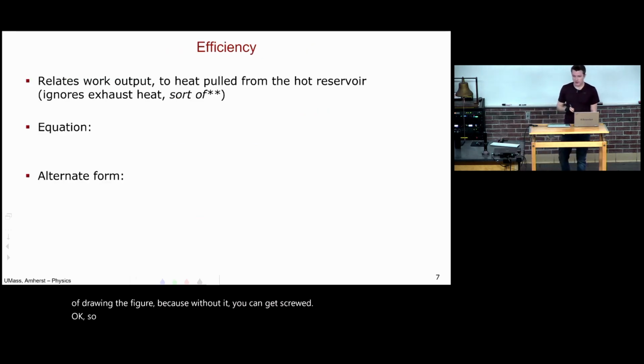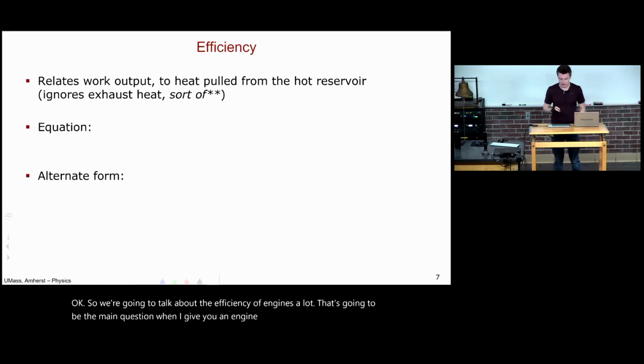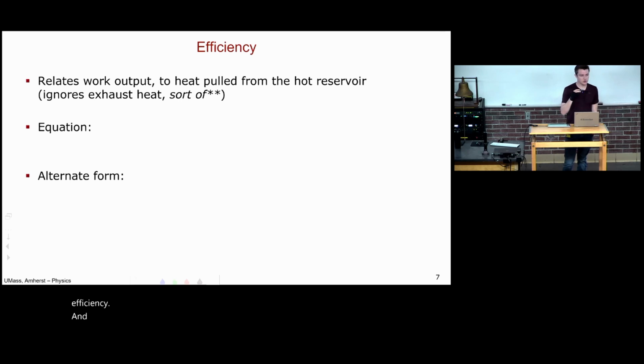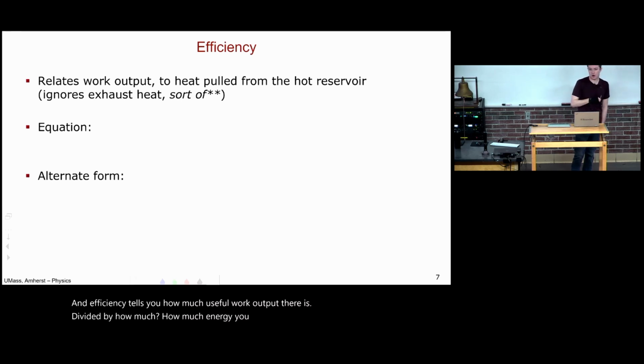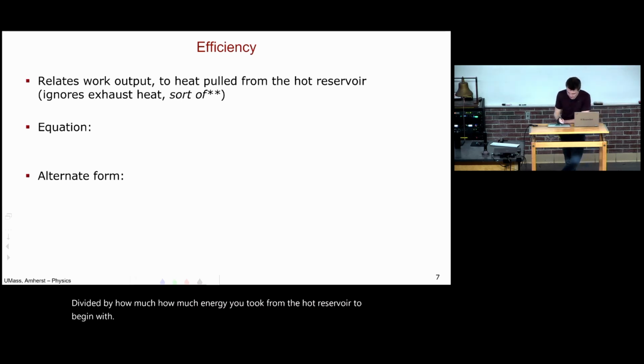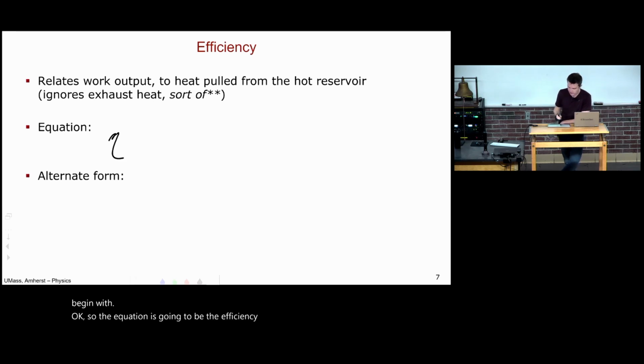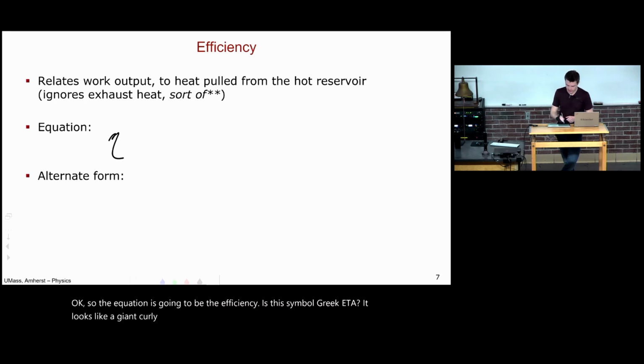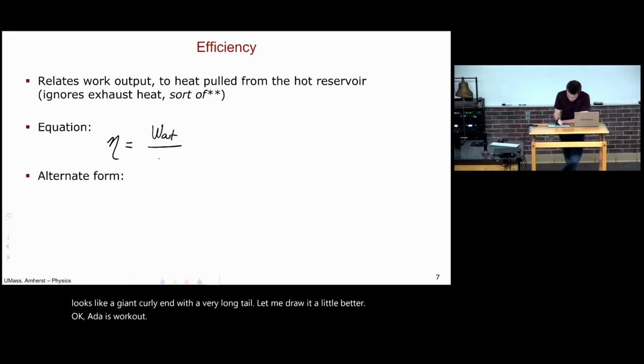Okay, so we're going to talk about the efficiency of engines a lot. That's going to be the main question when I give you an engine. And efficiency tells you how much useful work output there is, divided by how much energy you took from the hot reservoir to begin with. Okay, so the equation is going to be the efficiency is this symbol, Greek eta. It looks like a giant curly N with a very long tail. Let me draw it a little better. Okay, eta is work out over Q hot.